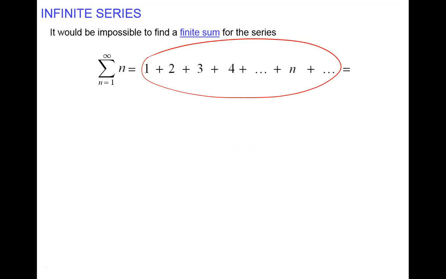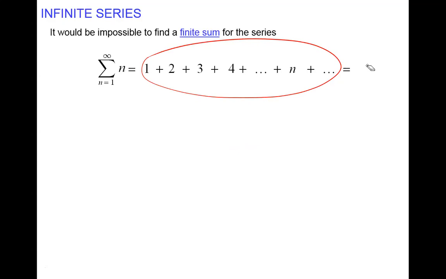You can probably think, adding 1 plus 2 plus 3 plus 4 plus 5 plus, I don't know, 1000, 1001, we are definitely creating a huge number. That means this infinite series doesn't exist as a finite sum.